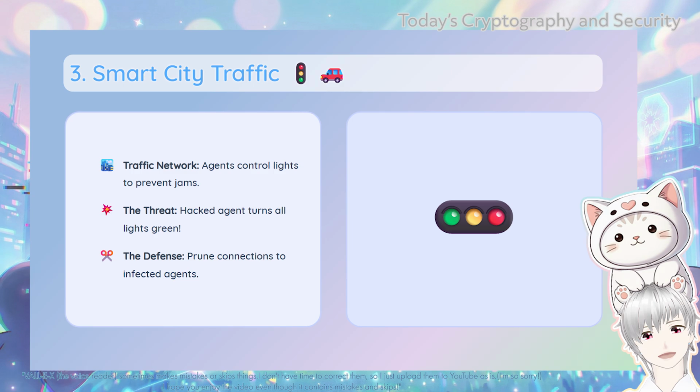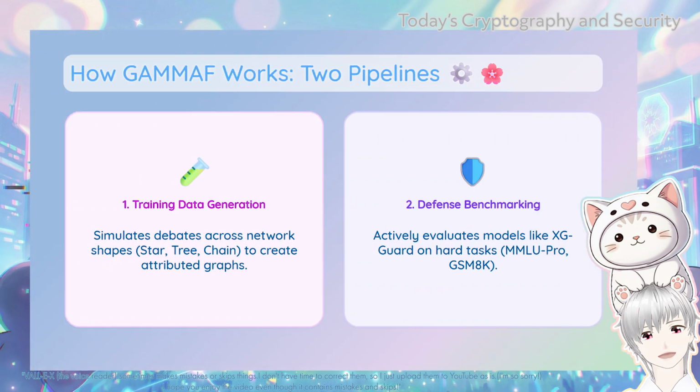massive and dangerous accidents. By evaluating their security with the dynamic rounds in GAMMAF, city planners can build super robust networks, where the good traffic agents realize the infected agent is lying, and they just prune its connection, keeping all the drivers and pedestrians perfectly safe on the roads. It is just so amazing how these researchers are thinking ahead.